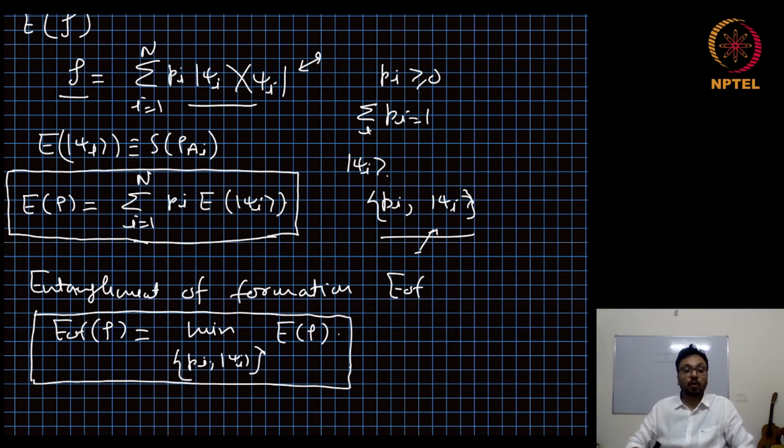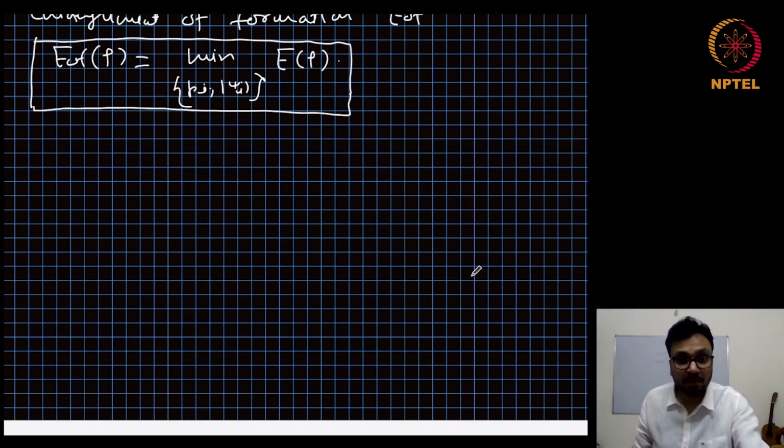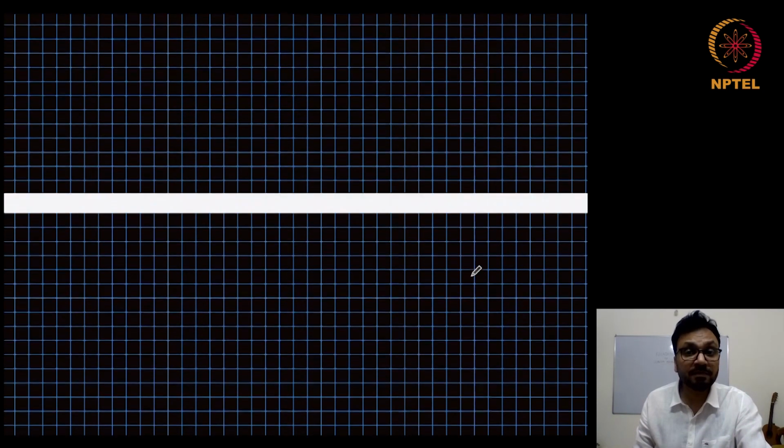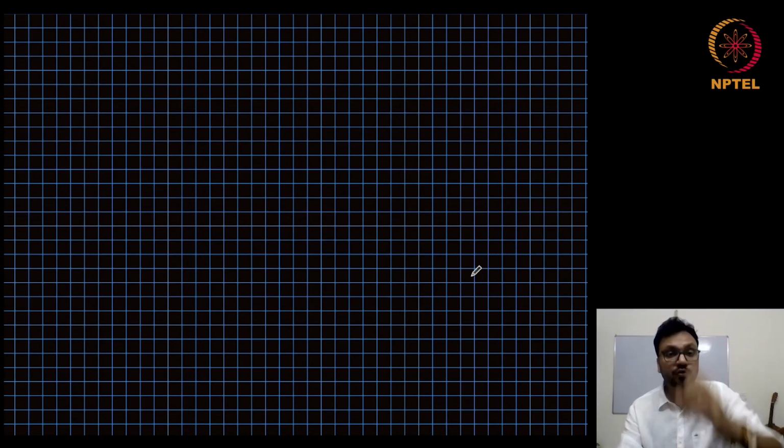This is an open-ended definition. We have to try all the preparation schemes, and there are infinitely many preparation schemes, in order to arrive at the entanglement of formation, to find the minimum of the entanglement. But for 2-qubit systems, people have proven, we are not going to prove that, but we will give you the final results. For 2-qubit systems, people have achieved a closed form relation for the entanglement of formation, and we will be presenting that next. For 2-qubit system.